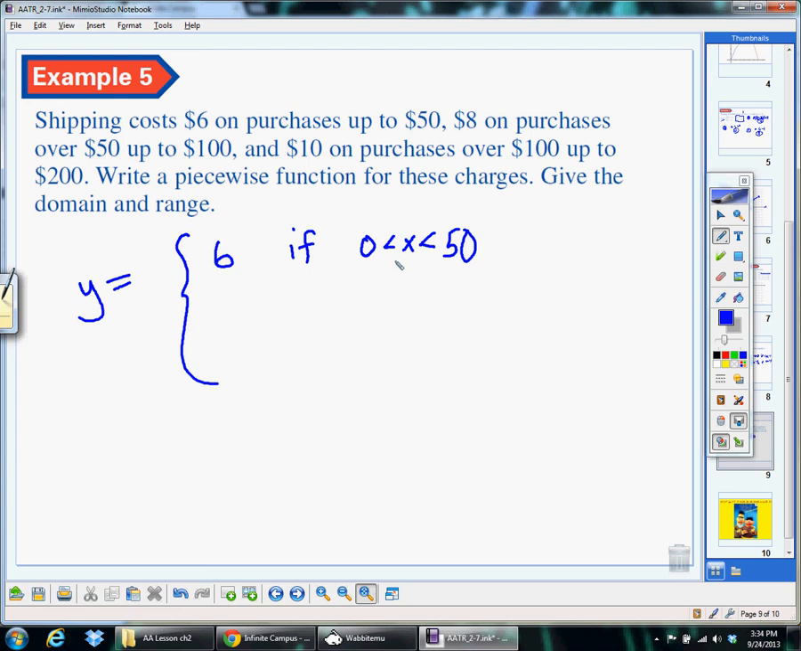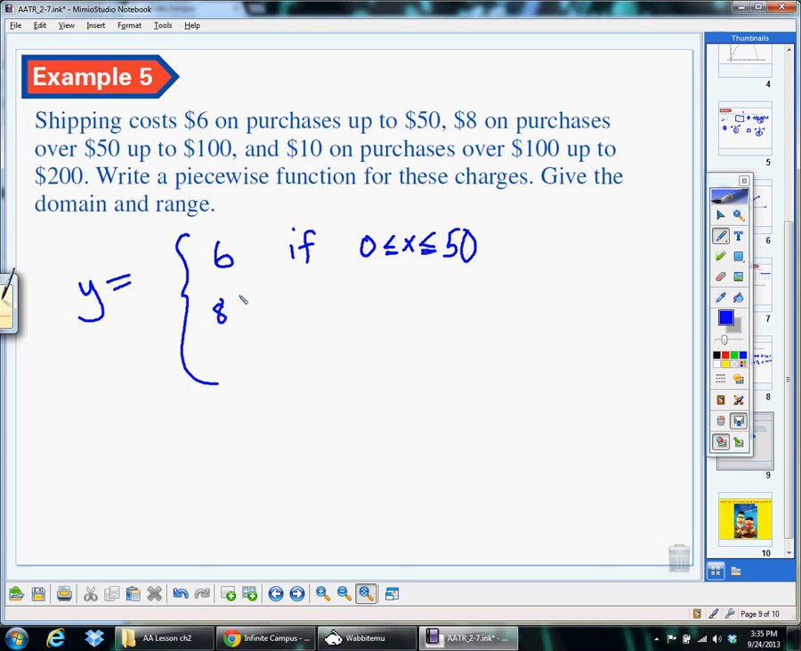Would one of these be an equal sign? I'm not going to put an equal to on 0 because you wouldn't have anything shipped to your house if it was free. I mean, I guess you could get something for free. So I guess that's kind of arbitrary. It could go either way. Up to $50 kind of implies including 50.